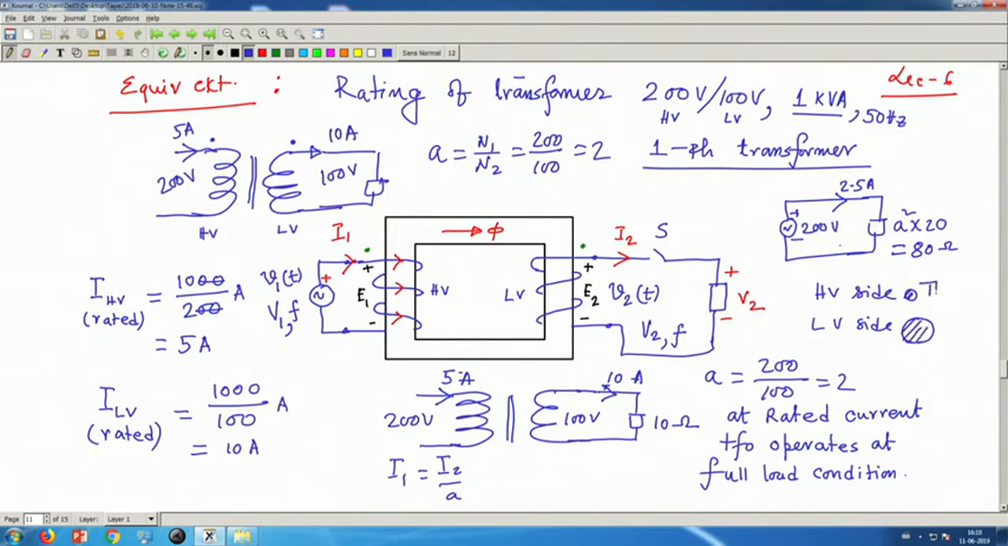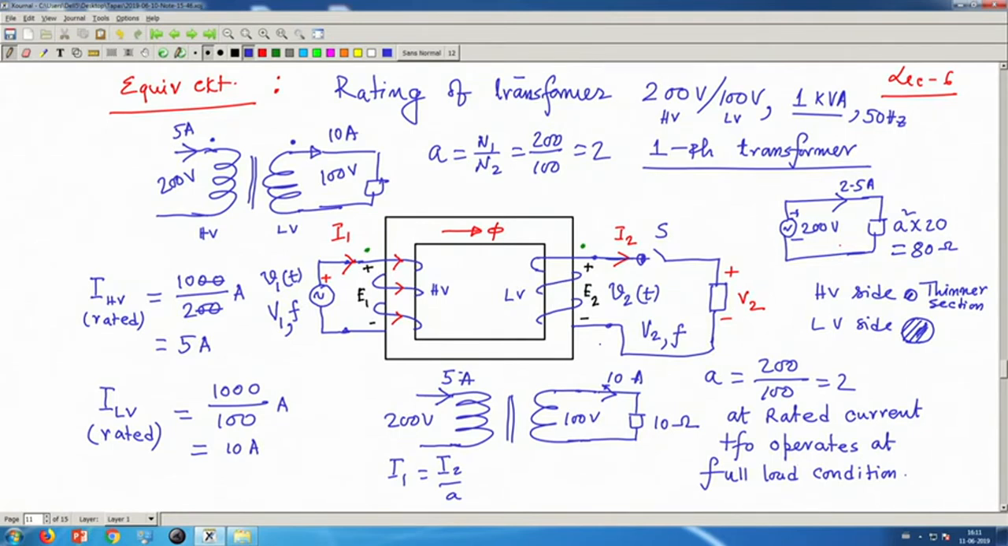Thinner wire means thinner section. And the section of the LV side, because it has to carry rated current. When LV side carries rated current, HV side has to carry rated current. Therefore, if a transformer is given and the windings are available to you, you can always immediately see the section of this wire. The LV side will be much higher than the HV side.